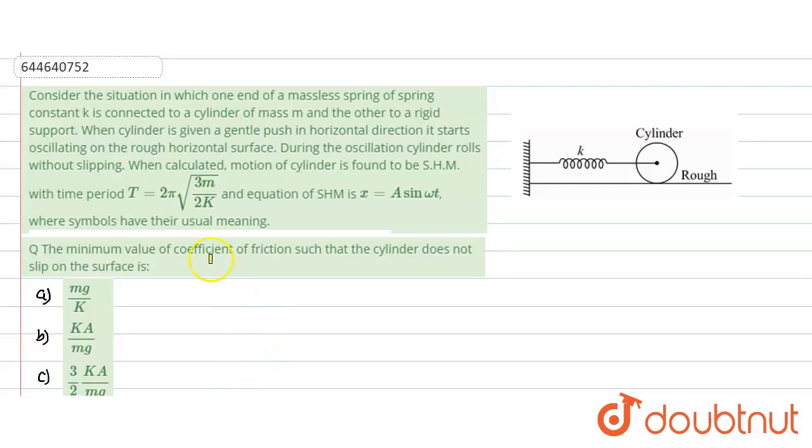Hello everyone, let us start with our question. In this question, what is given? Consider the situation in which one end of the massless spring of spring constant K is connected to a cylinder of mass M and the other to a rigid support.